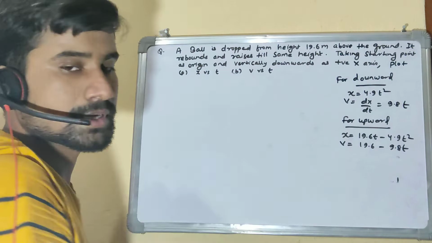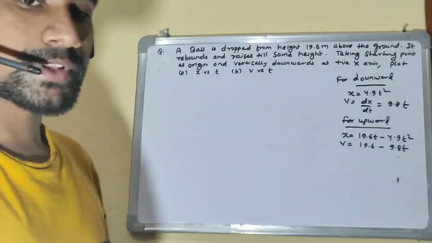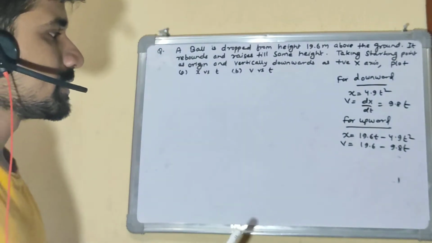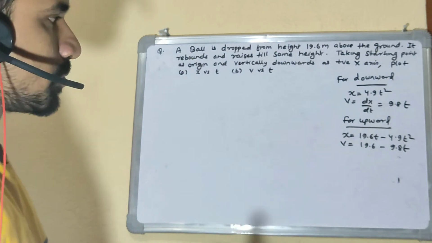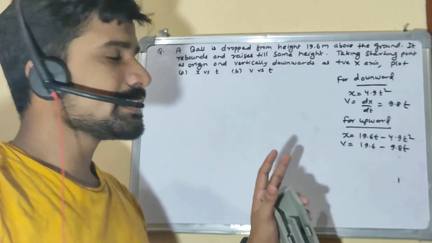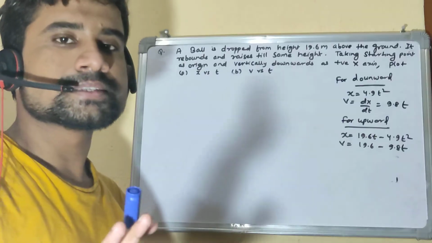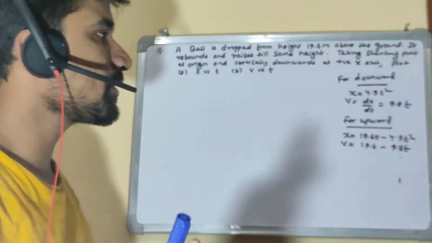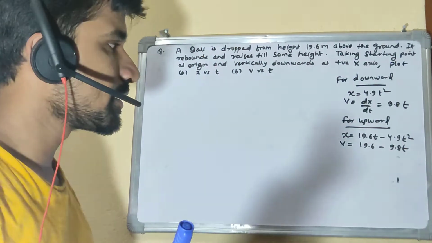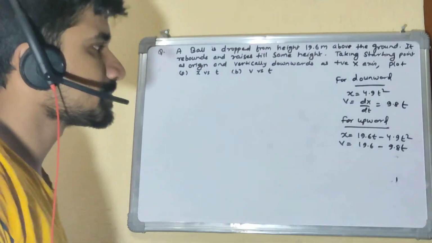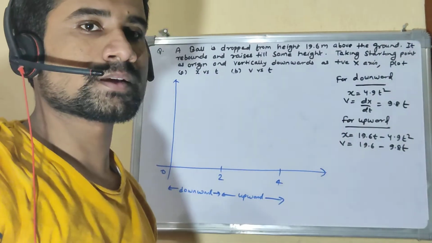Now if I plot this graphically, just notice one thing: the velocity is a linear function of time. So the graph will look like a straight line. This is very clear. The graph will look like a straight line.